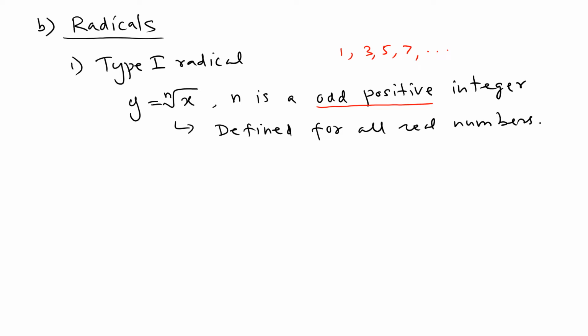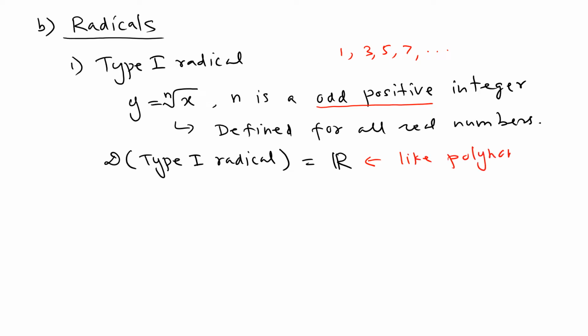That means the domain of type 1 radicals is all real numbers, script R. The easy way to think about it is that it's like polynomials. There are no problems. You can plug in anything. Good. For all real numbers.